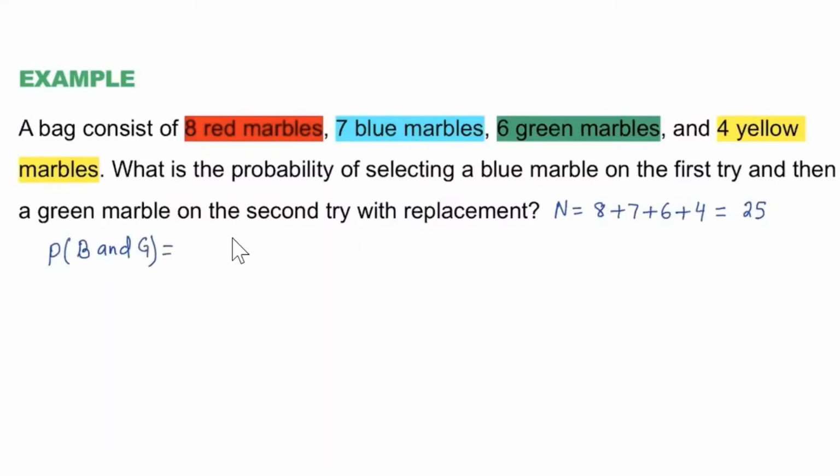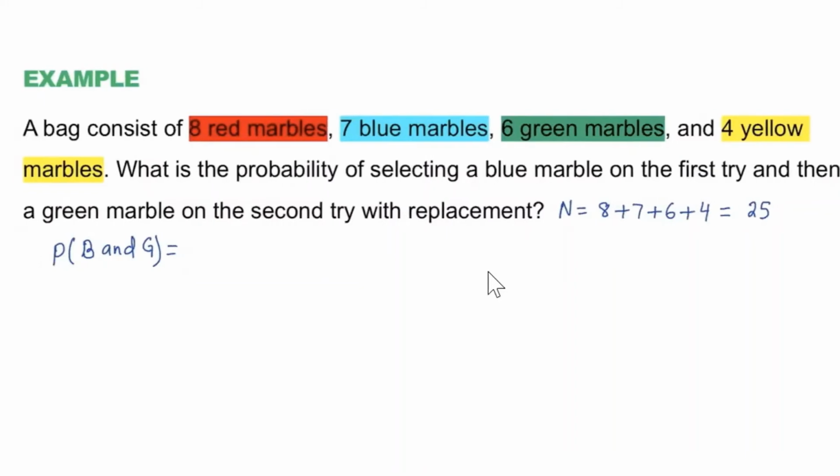Now, for example, if you get blue on the first, do you think that it will affect what you will get in the second try? Because you are placing the marble back in the bag. What do you think? Time to speak.